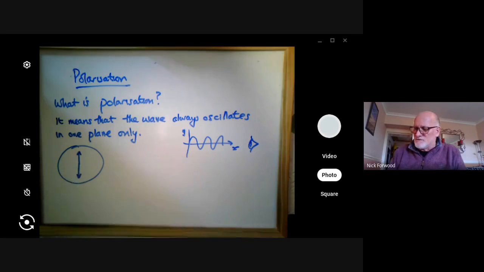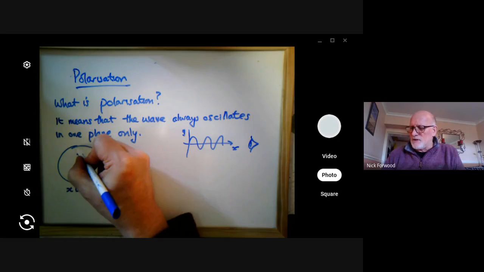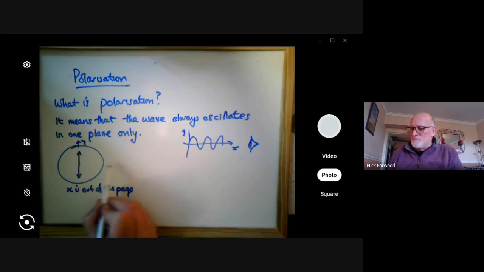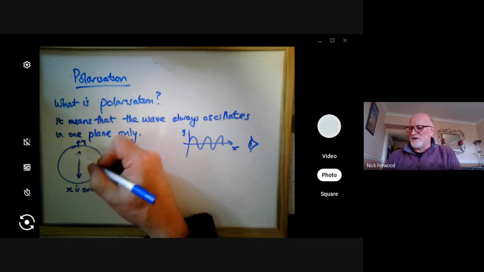So X is out of the page. And Y is obviously going to be up here, and Z would be over here, but that would be for the magnetic field. I'm not even going to draw it. Okay, so X is out of the page. So a wave that only comes to you oscillating like this is called a polarized wave.